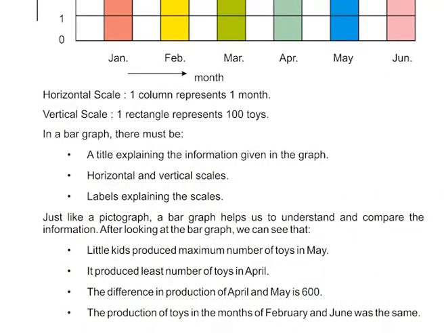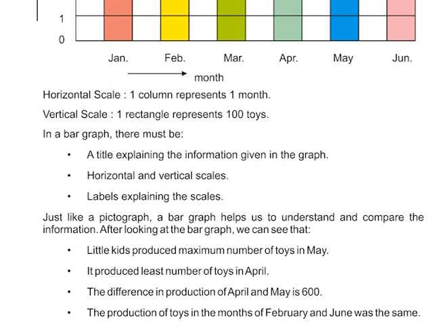Horizontal scale. One column represents 1 month. Vertical scale. One rectangle represents 100 toys. In a bar graph, there must be a title explaining the information given in the graph. Horizontal and vertical scales. Labels explaining the scales.